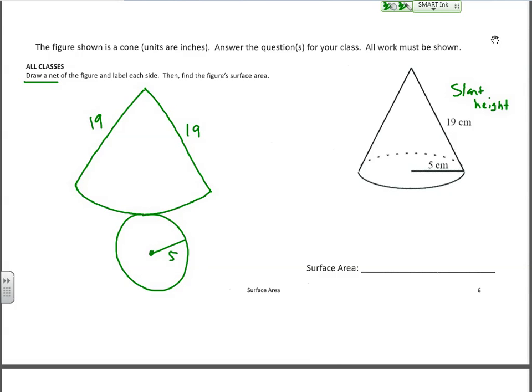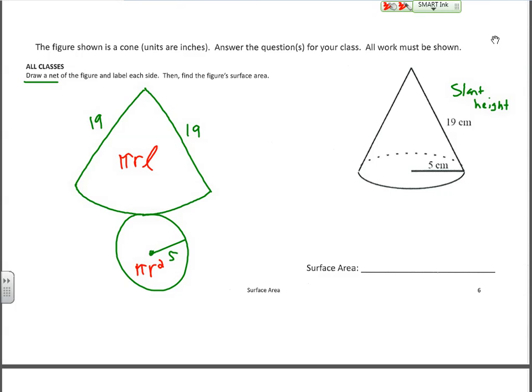Okay, so the surface area is going to be the sum of the areas of these 2 parts that make up a cone. We already talked about the area of a circle. That is pi r squared. Okay, and the formula to find the area of this flat cone is pi times the radius, times the slant height.